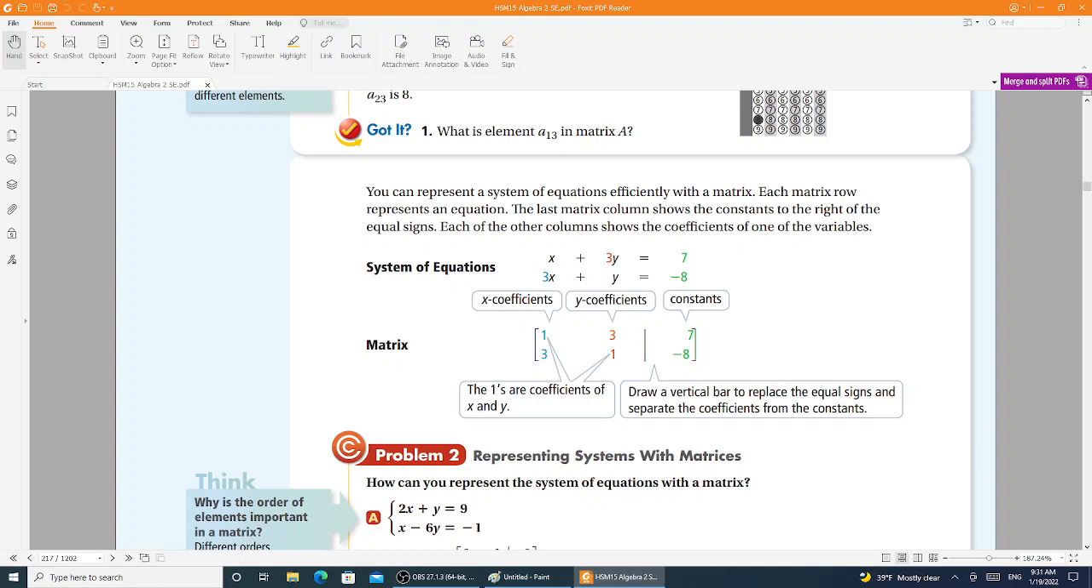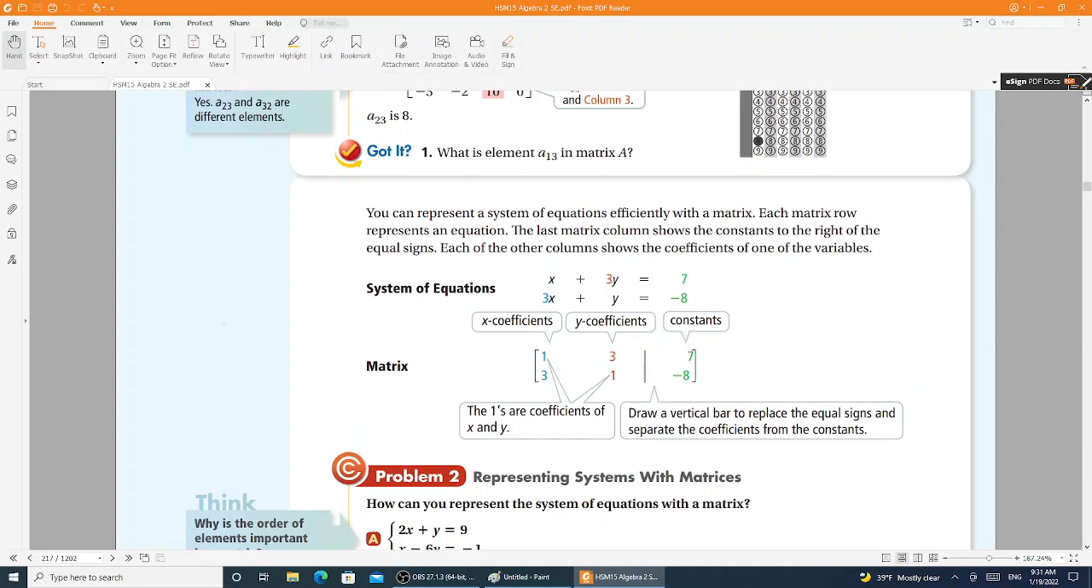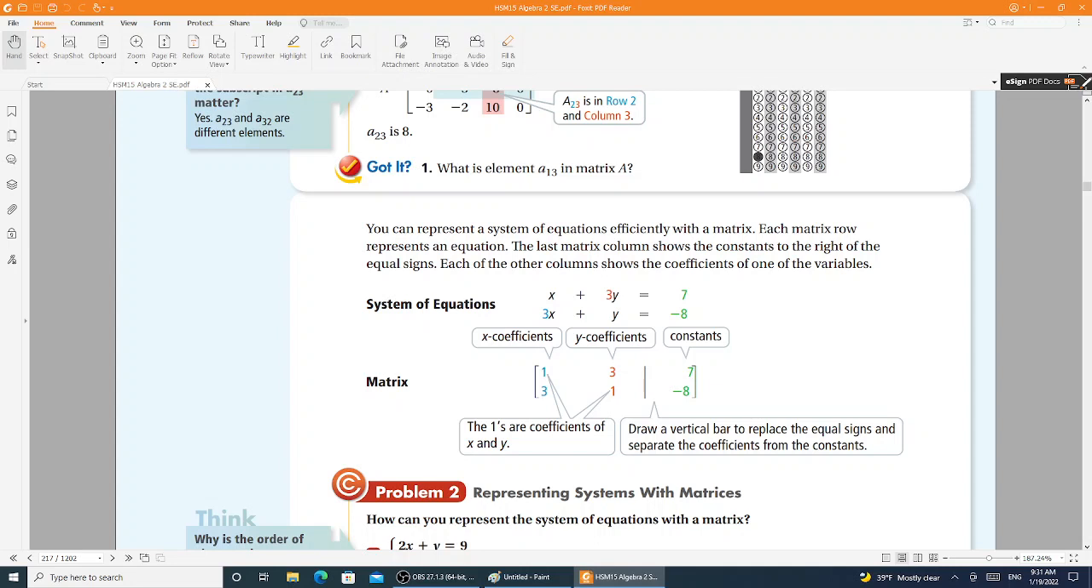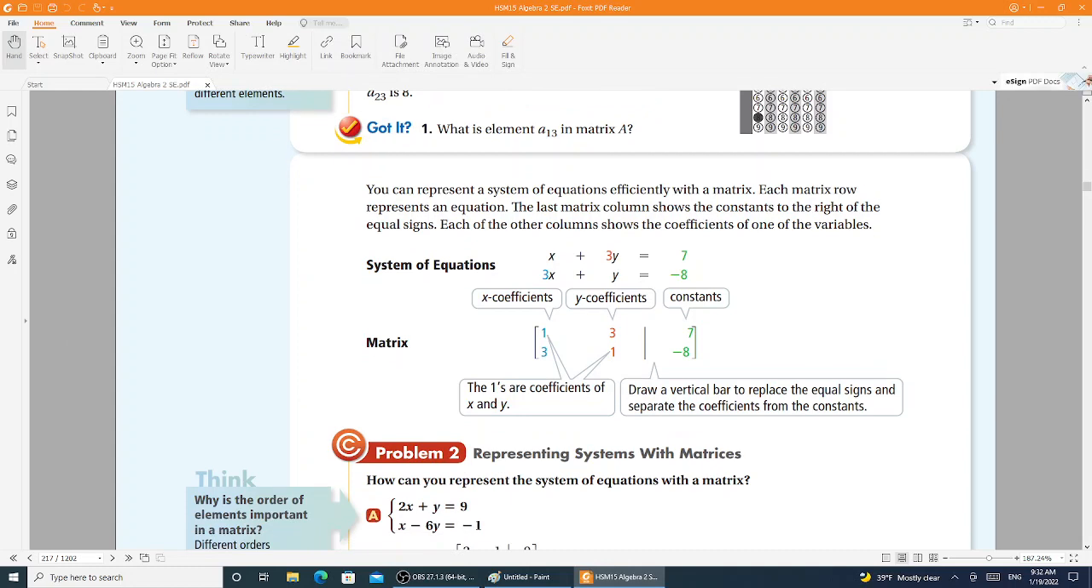Now you can represent a system of equations efficiently with a matrix. Each matrix row represents an equation. The last matrix column shows the constants to the right of the equal signs. Each of the other columns shows the coefficients of one of the variables.